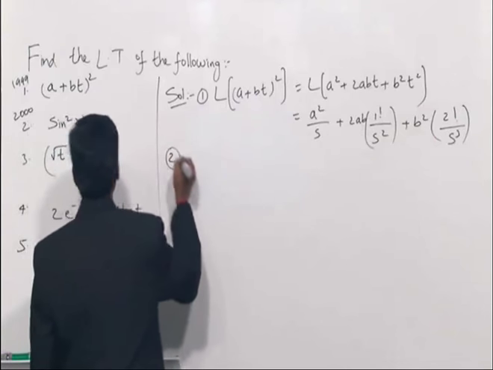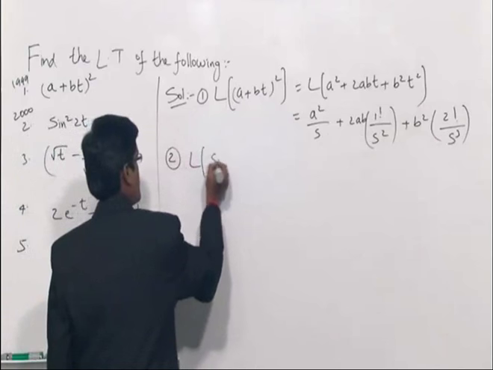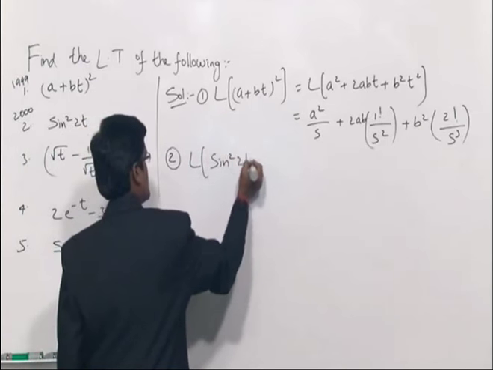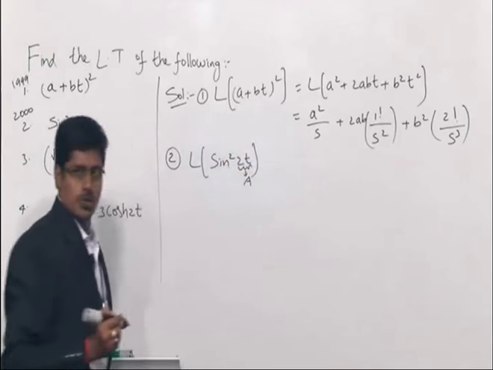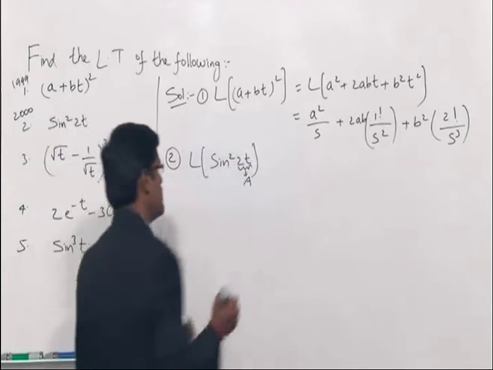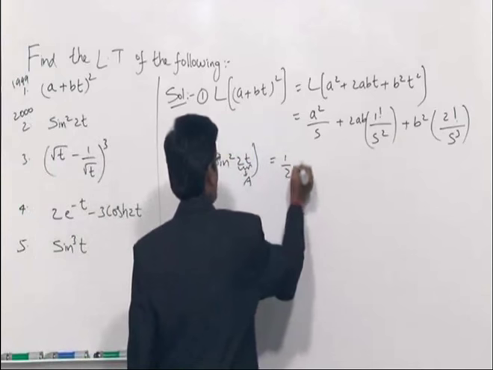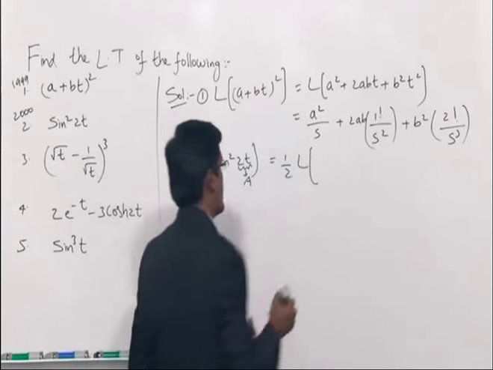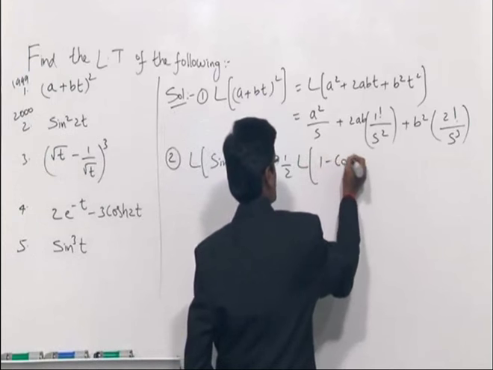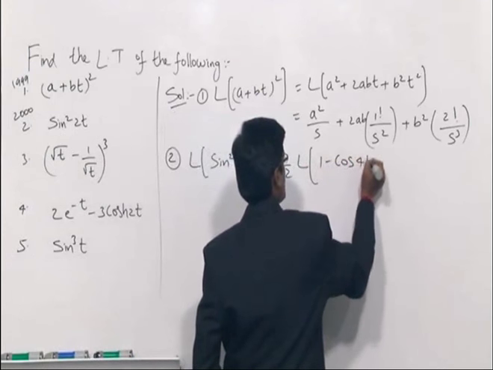2. L of sine square 2t, which is in the form of 2 sine square a, there is no 2, so first multiply by 2 and divide by 2, keeping that half outside and comparing now with the 2 sine square a formula, which is 1 minus cos 2a. So 1 minus cos 2 into a, that becomes 4t.